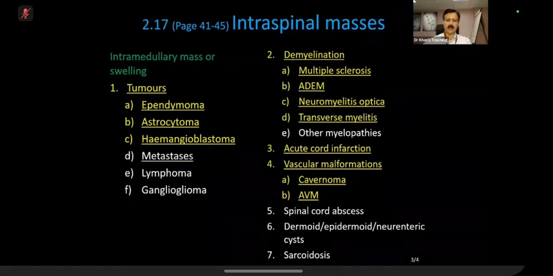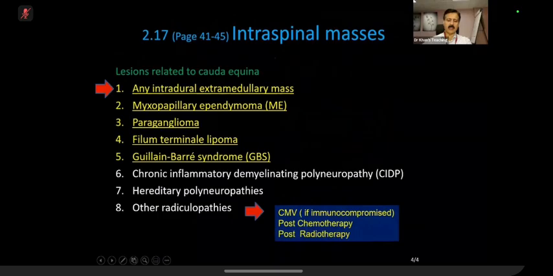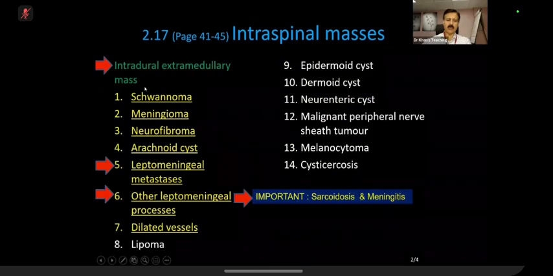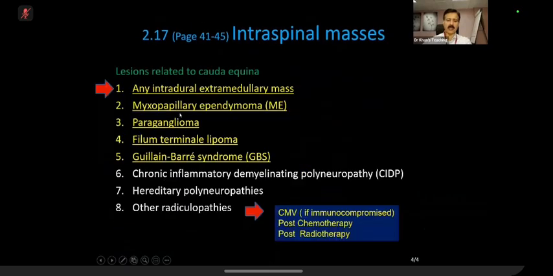So then, if you go here, lesions related to cauda equina. Look at the first one, any intradural extramedullary mass, which was this one, these two. And with that, add a few tumors like myxopapillary ependymoma. Paraganglioma for me is not an exam case. Filum terminale lipoma, I have already shown you. You know that tethered cord appearance.